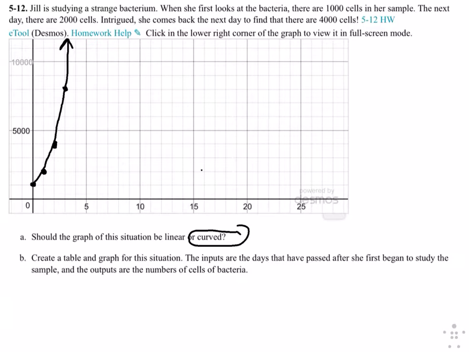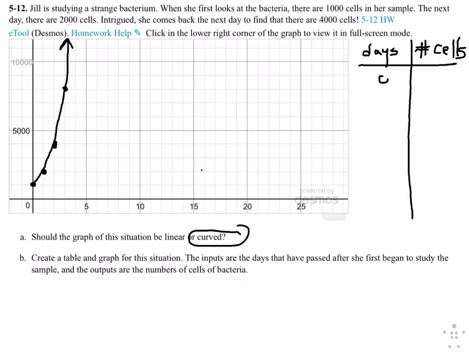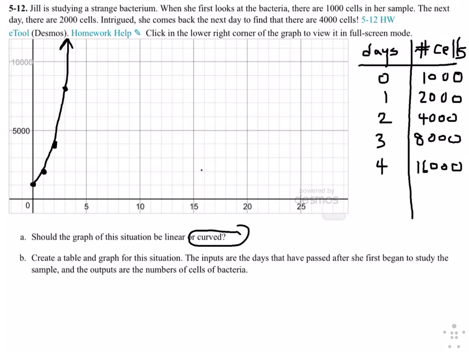So the inputs are the days, so days, right? Days. And the outputs are number of cells. So here's our table, right? So 0 was 1,000. 1 was 2,000. 2 was 4,000. 3 is 8,000. Let's see, does it ask how far we have to go? No, so 4 is 16,000. Right, and you could go as far as you'd like for this one.